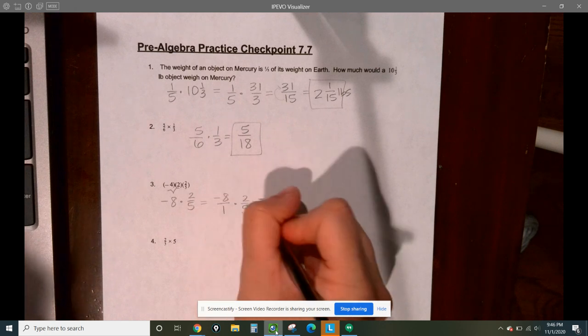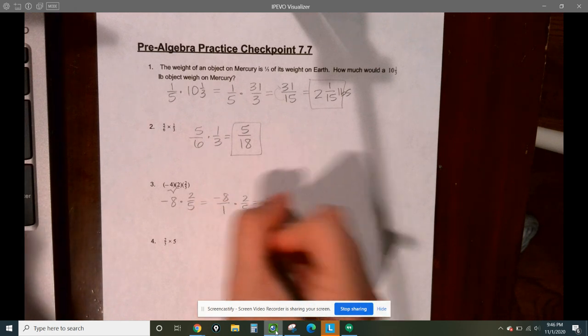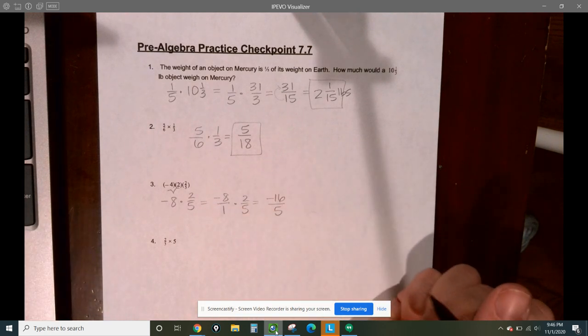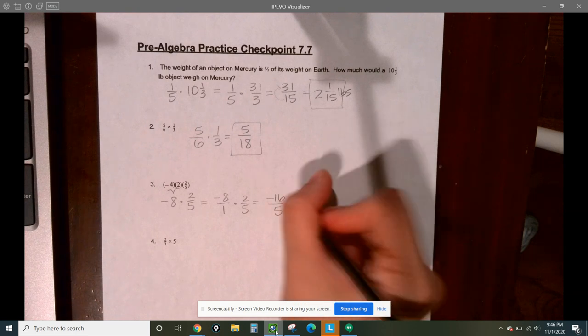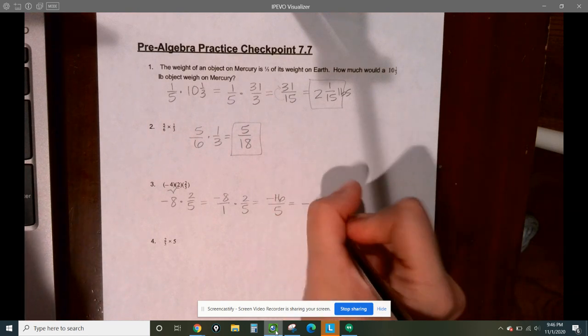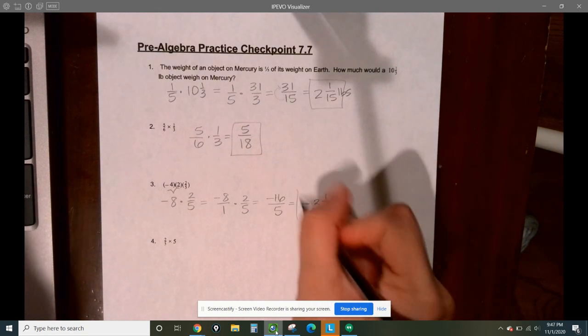So now I can multiply the numerators. -8 times 2 is -16. And multiply the denominators. 5 times 1 is 5. So you can leave it like that, or if they want it as a mixed number, I could turn that into a mixed number. This is going to be a negative. 5 goes into 16 3 times, which is 15, and I'd have 1 left over.